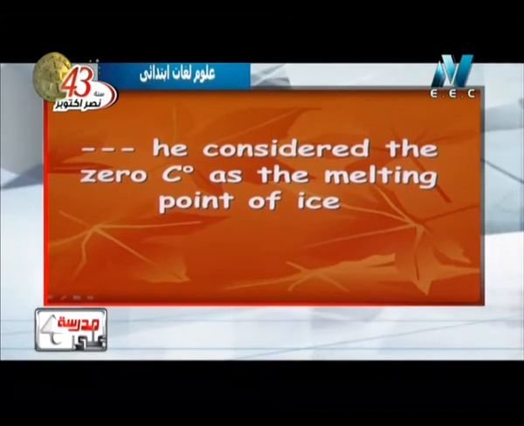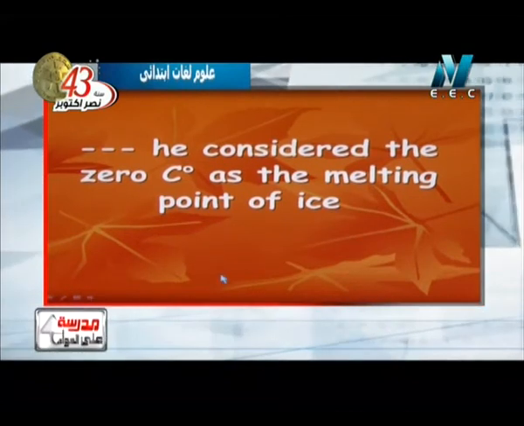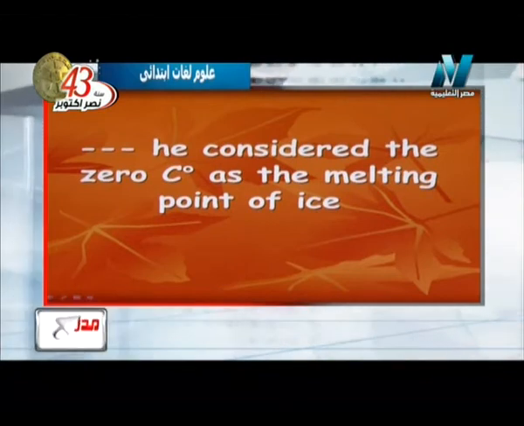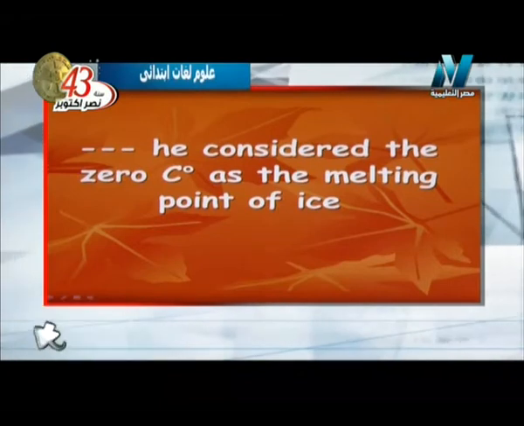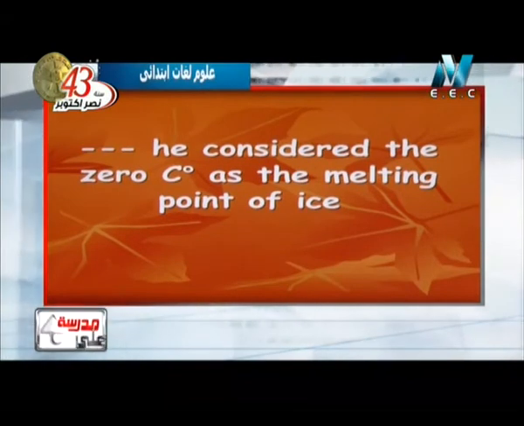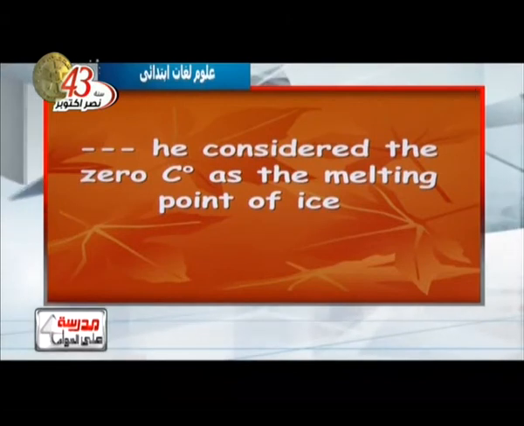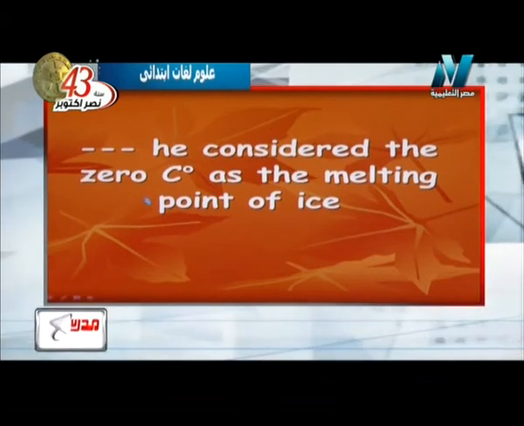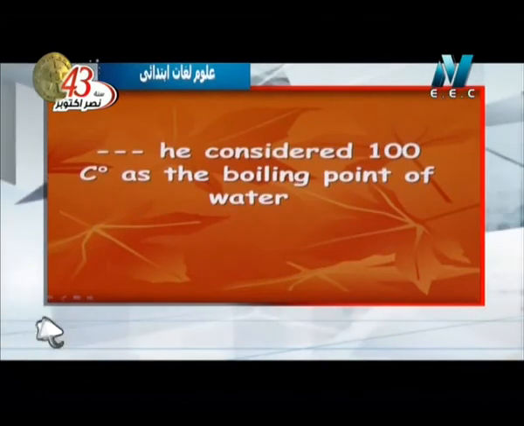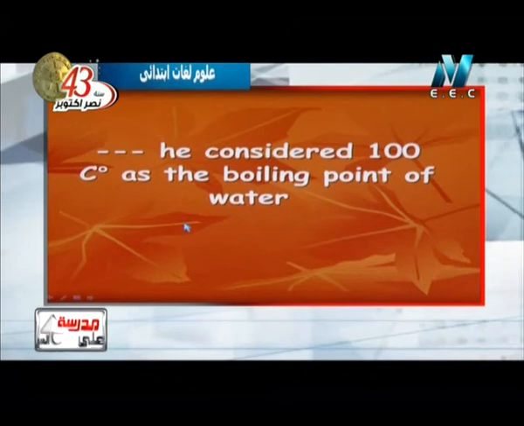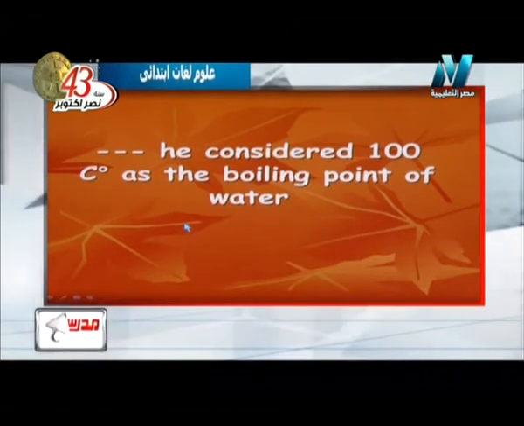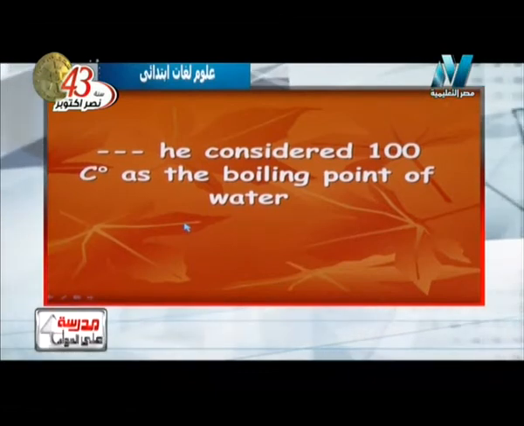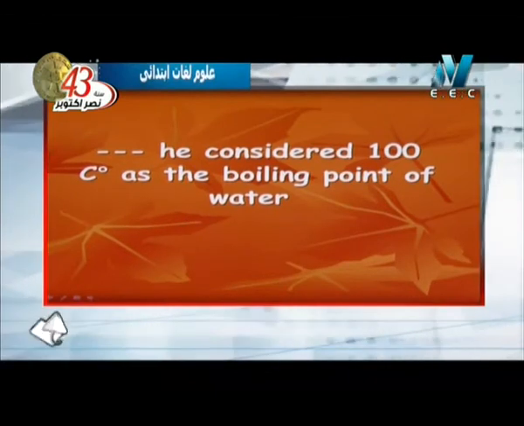Okay? What did Celsius consider? He considered 0 Celsius, as we have studied in primary 4, the melting point of ice, as the first degree of his thermometer. And also he considered what about the last degree? He considered 100 Celsius, the boiling point of water, as the last point of his thermometer. So we must know that the Celsius thermometer starts from what to what? From 0 Celsius to 100 Celsius.